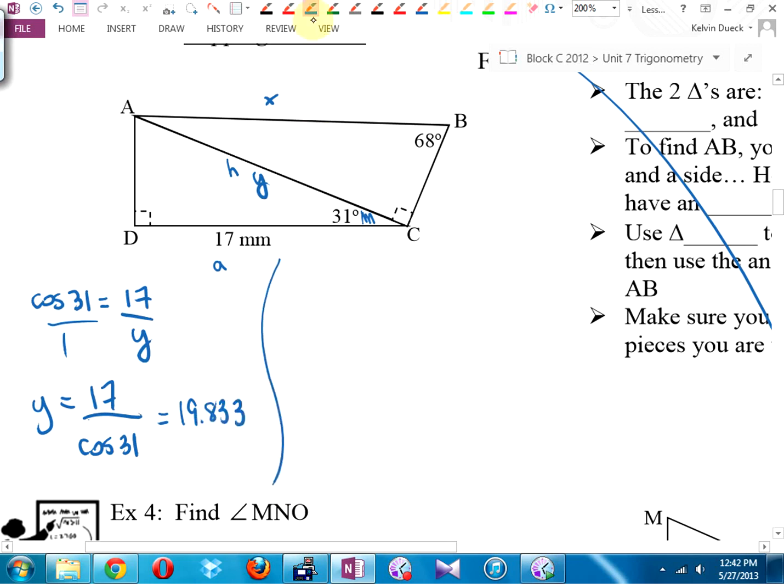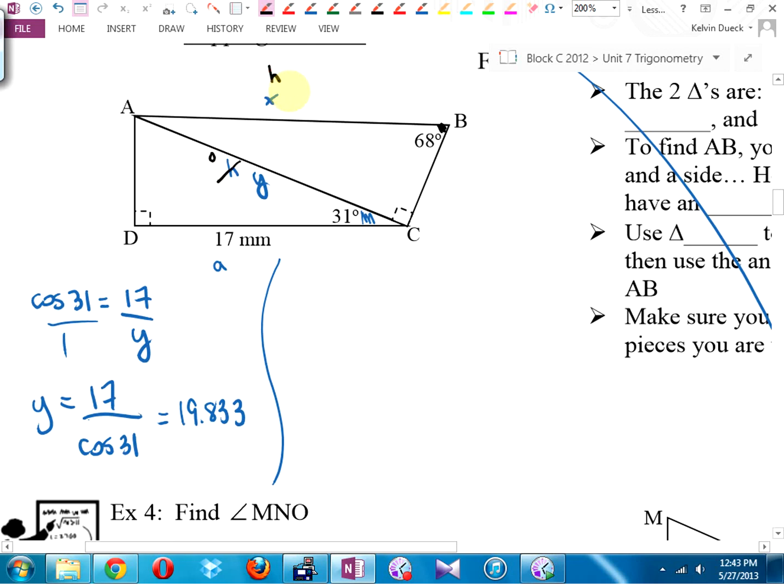I'll change colors. I'll go to black. Now I'm going up here. This one's a little trickier. Anthony, side y: opposite, adjacent, or hypotenuse? Yeah, you've got to think about it a bit more. I'm going to cross out the H now and put an O there. Side x: adjacent or hypotenuse?